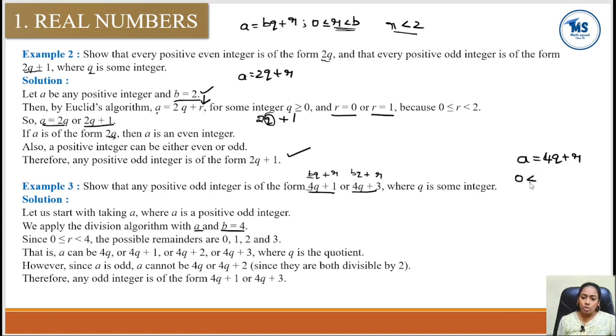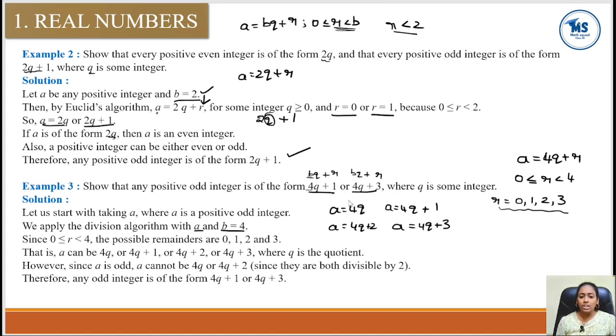Since we know that 0 less than or equal to r less than b, here 4, r can have values 0 or 1 or 2 or 3, but not 4 because r is less than 4, right? So r can have all these values. Suppose if r is equal to 0, our a will be in the form of 4q. If r is 1, a is equal to 4q plus 1. If r is 2, a is equal to 4q plus 2. If r is 3, a is equal to 4q plus 3.